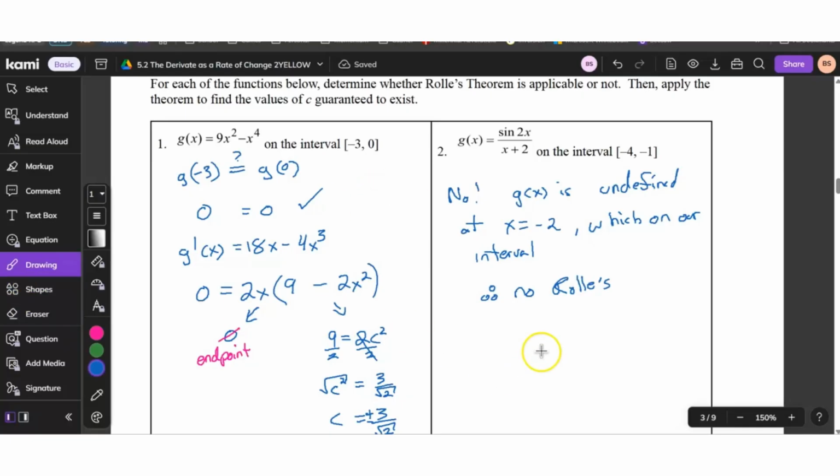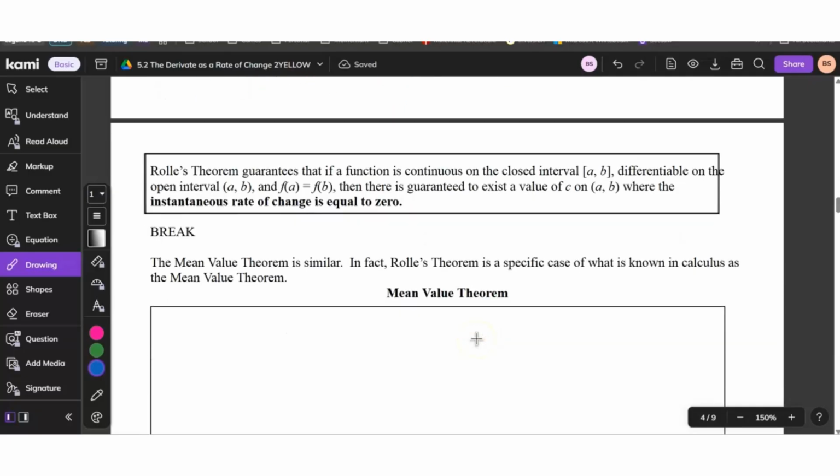Rolle's theorem guarantees that if a function is continuous on a closed interval AB, differentiable on the open interval AB, and f of a equals f of b, then there's guaranteed to exist that value c, which would be an x on that interval where the instantaneous rate of change is 0. In other words, it guarantees us a critical point. That's all it's saying, right?